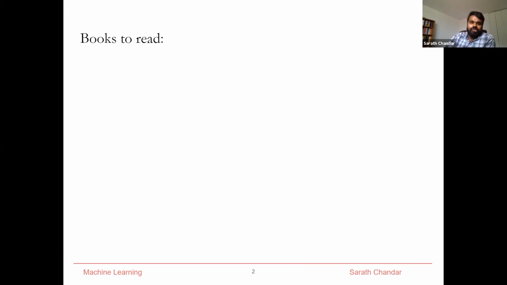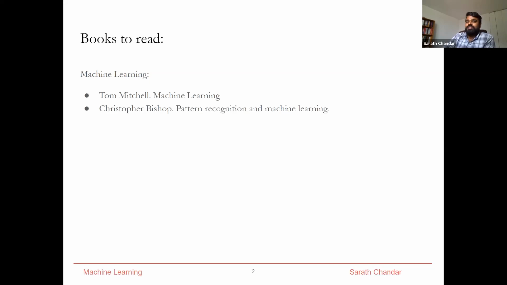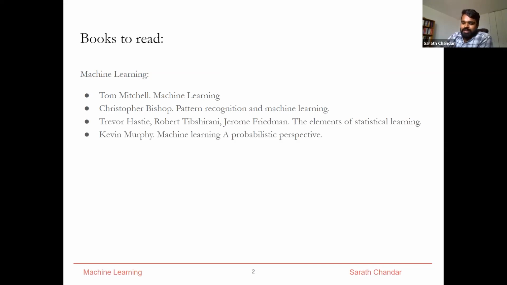Here I have listed a bunch of useful reference books, if you want to learn more about machine learning. Tom Mitchell's Machine Learning, Christopher Bishop's Pattern Recognition and Machine Learning, Hastie et al.'s Elements of Statistical Learning, and Murphy's Machine Learning, a Probabilistic Perspective. These are also the references that we used briefly, but there are hundreds of other topics in these books which we did not touch in this course.